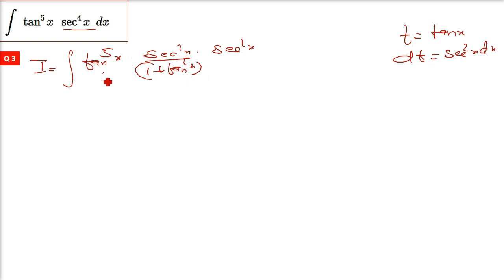Now all the remaining terms are tan terms, and sec square x dx we already know. This we can write as dt. So I am now writing this tan raised 5x as t raised 5, and 1 plus tan square x is 1 plus t square.